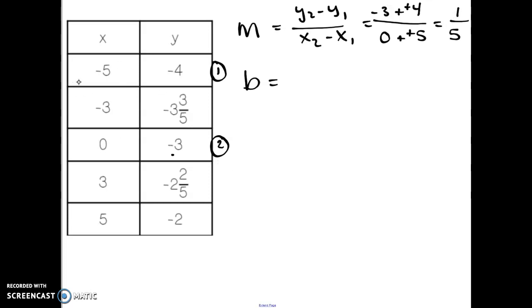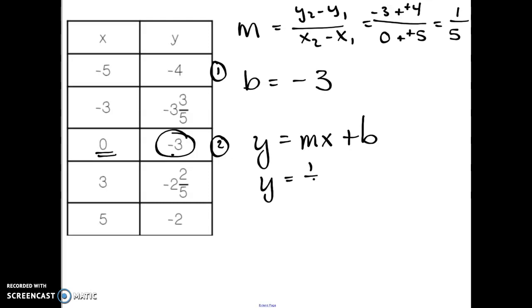My y-intercept, it's not at the top of the table this time. Another reason I really like this example. My y-intercept is the value when x equals 0. So if I scroll down this table, I see that x equals 0 right here, and the associated y value is -3. So b is -3. Having this information, I can go ahead and fill in my equation. Y equals 1/5 x plus -3. I can, of course, always rewrite that as 1/5 x minus 3 for a final answer.